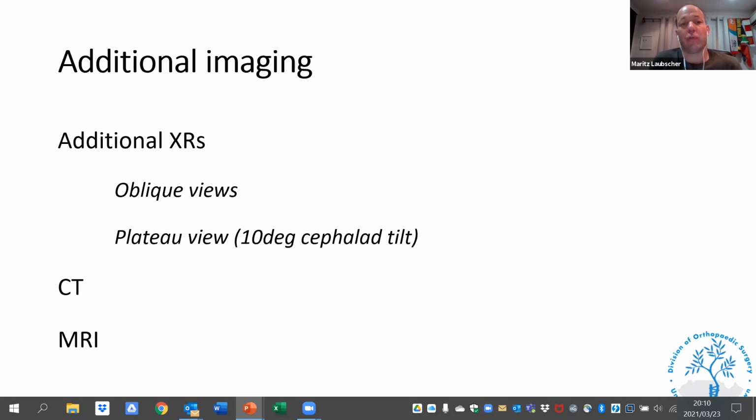And in plateau fractures, oblique views can be very helpful. So if you don't have access to a CT scan for every single case, you can do oblique views. Oblique views are also very useful in theatre to look for your screw length at the end, and also to look whether you've reduced the plateau adequately.